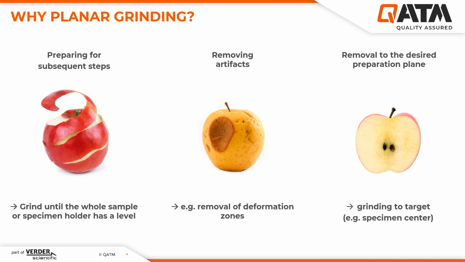The third goal of metallographic plane grinding is to achieve a desired preparation target. In this process, the sample is ground down to a defined dimension in order to be able to carry out an analysis of the material in the middle of the sample, for example. I have shown this third goal of plane grinding here with a halved apple.